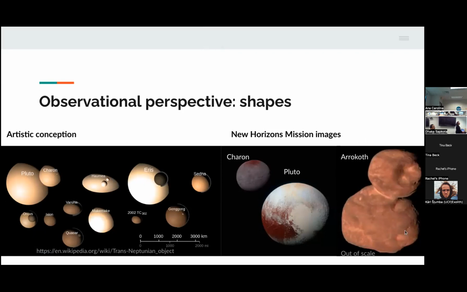So Arrokoth is a very interesting shape because it's like a snowman. It has a head, a neck, and the body. And here you cannot perceive it, but it's really flat. So it's not so spherical, the figure is flat. So it's a very interesting kind of shape that is also found in the trans-Neptunian region.